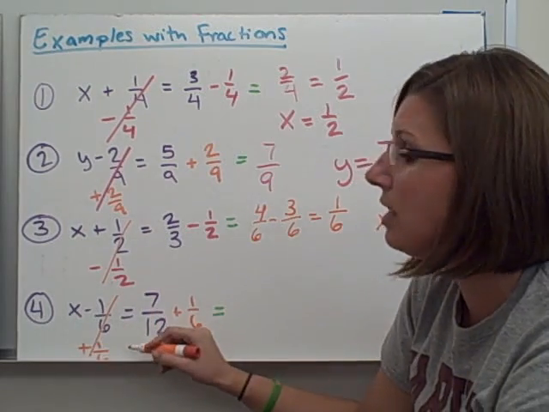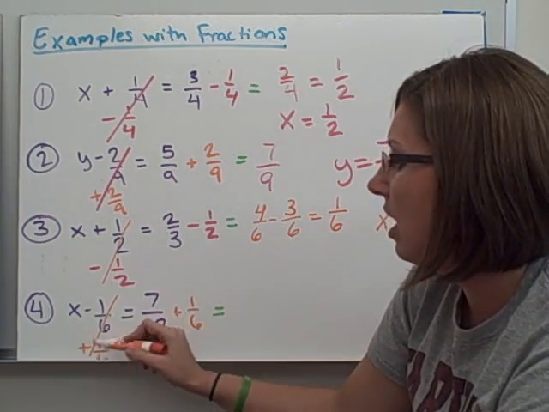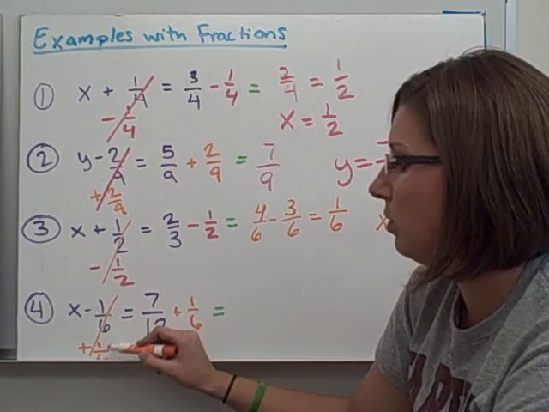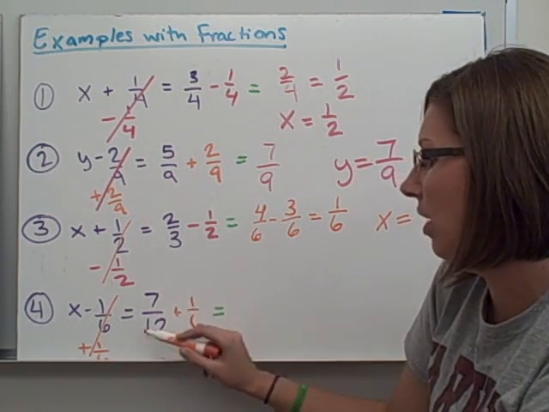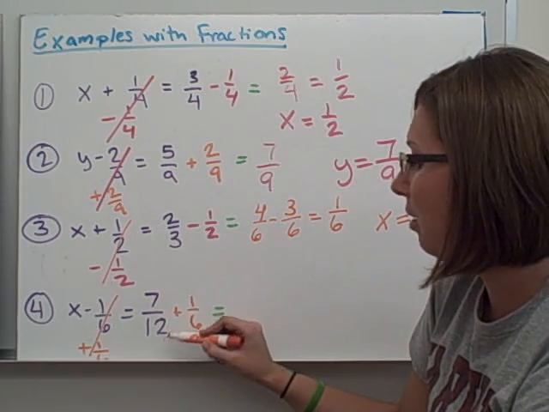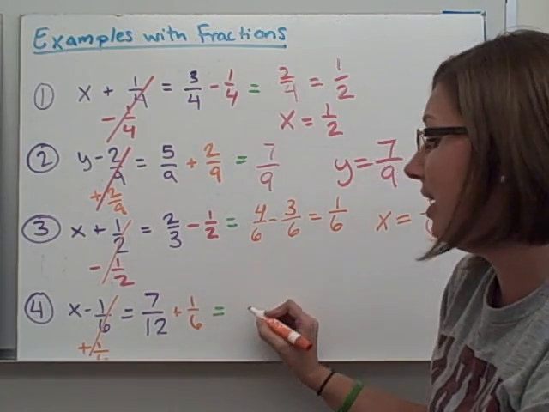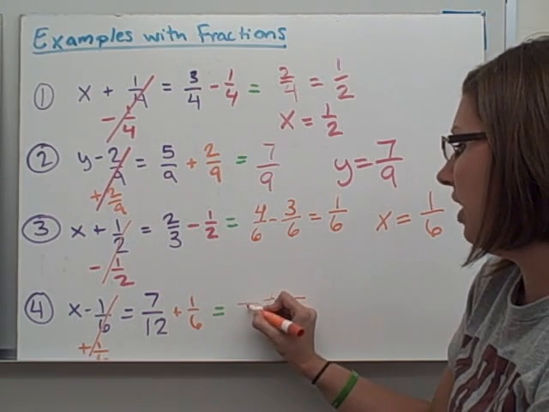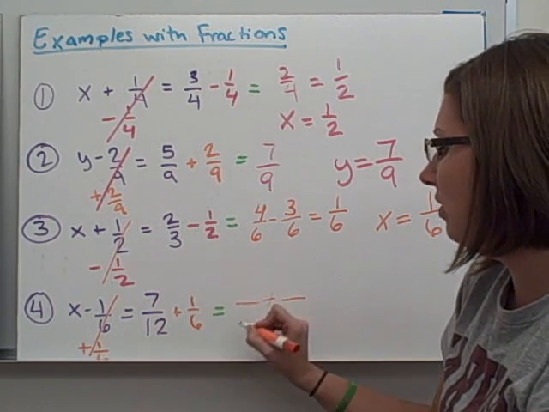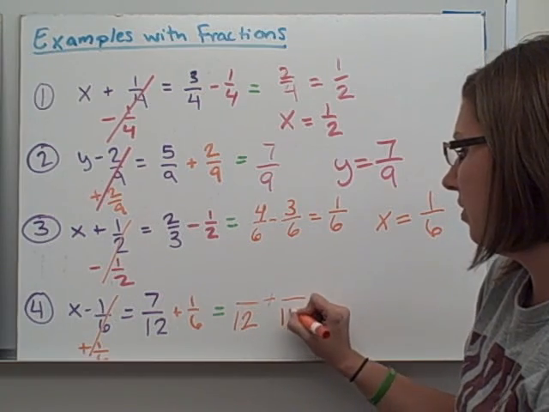Once I add 1/6, just cross that out because negative 1/6 plus 1/6 is 0. So I have x plus 0 equals this value. Now I'm going to add, but I do not have fractions with like denominators, so I'm going to have to change them so they have like denominators. Looks like 12 is going to be my common denominator.